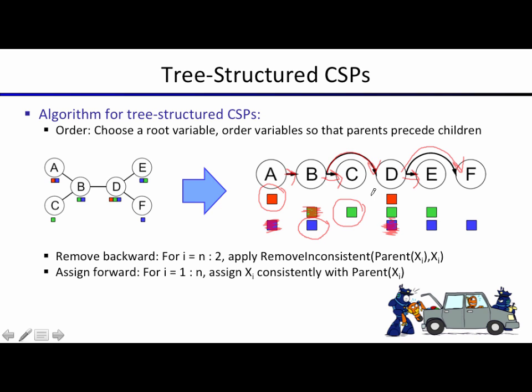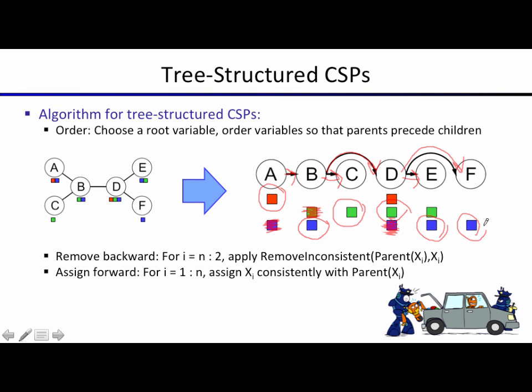Now B to D. Let's make it interesting. So B is blue. We can do either red or green. Let's pick green. D to E. Well, it can't be green, but this arc was consistent, so we have something left here that's blue. And then finally D to F. Okay, we go to F, we assign blue, and we have a consistent assignment.